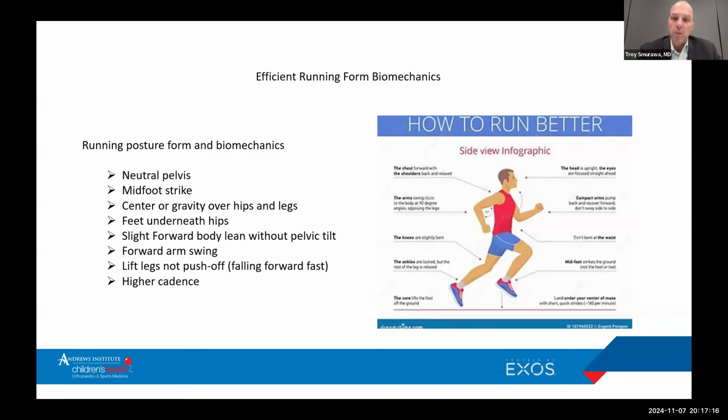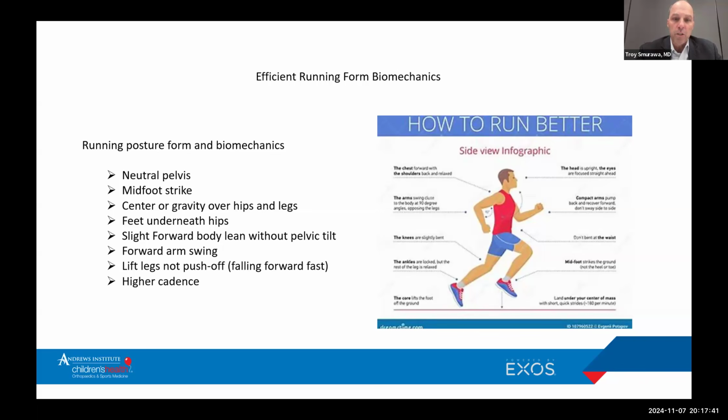And you should have a forward arm swing. You should have it so your momentum, your arm swing with your elbows at 90 degrees, and your forward movement synchronized with your opposite leg will help you to have a better forward movement, and it'll help you with accelerating forward.